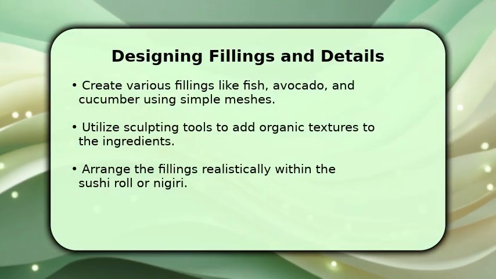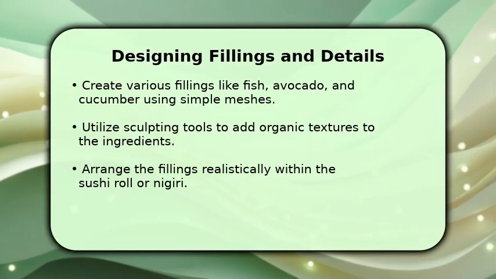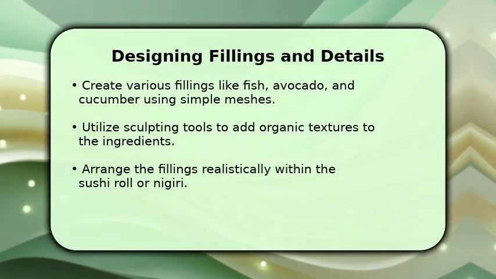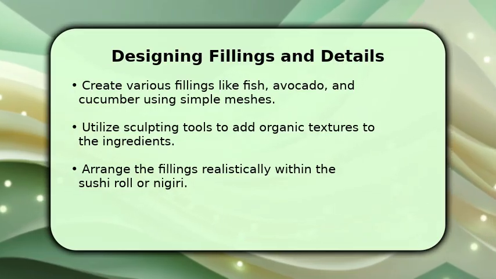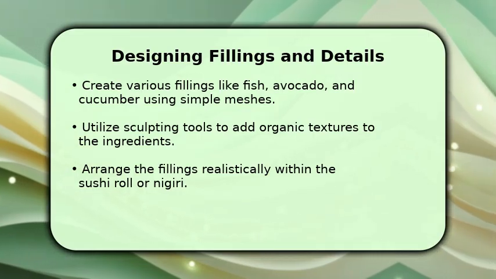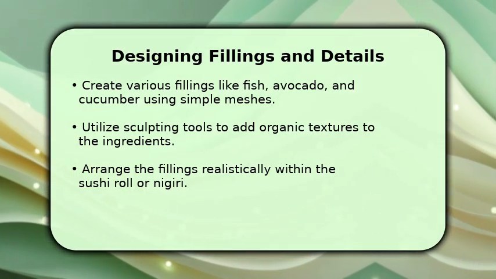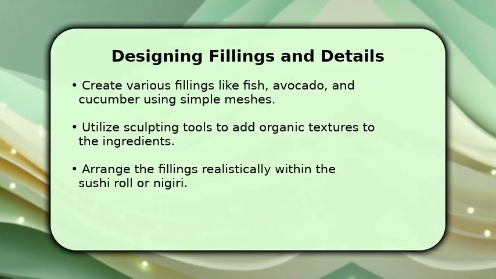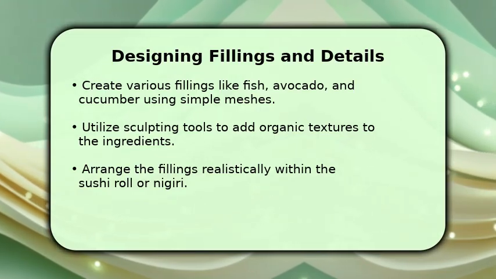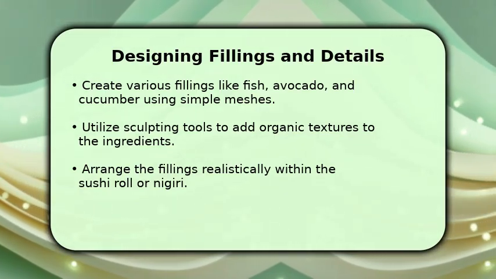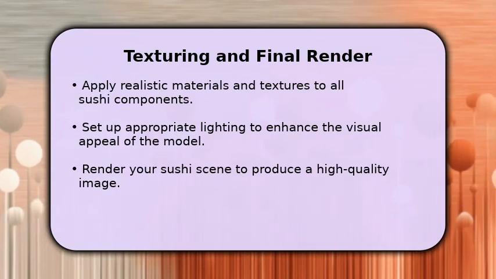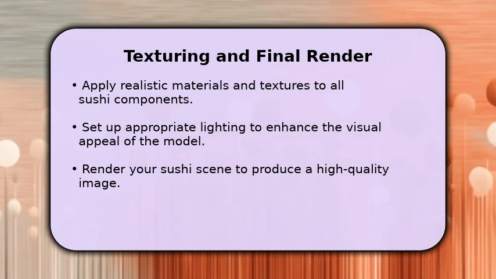Now, it's time to bring your sushi to life by adding the delicious fillings and intricate details. We will model different ingredients such as salmon, tuna, avocado, and cucumber using basic shapes and then refine them. Employ sculpting tools to give these elements organic textures, mimicking real food. Carefully arrange each filling within your sushi roll or nigiri, paying attention to visual balance and composition for an appetizing look. Finally, we will move on to texturing and rendering your sushi masterpiece.